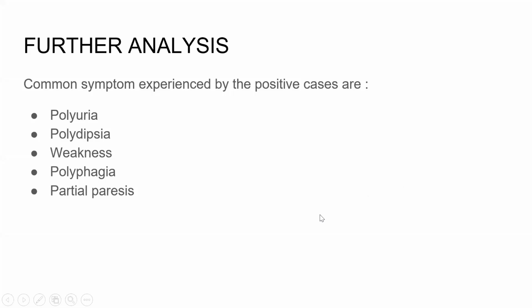In this instance, there are 5 variables that I can observe: the 2 that were present previously, polyuria and polydipsia, and then weakness. Weakness here means overall weakness and not just the muscle. The muscle would be the partial paresis, and the last one would be polyphagia.